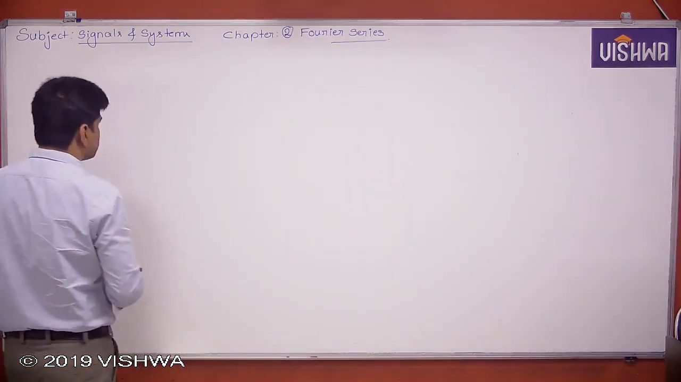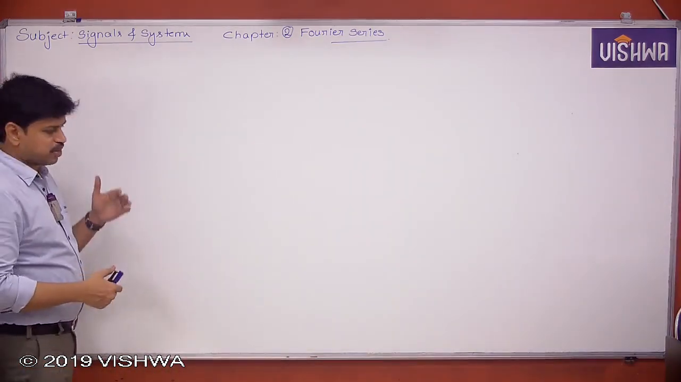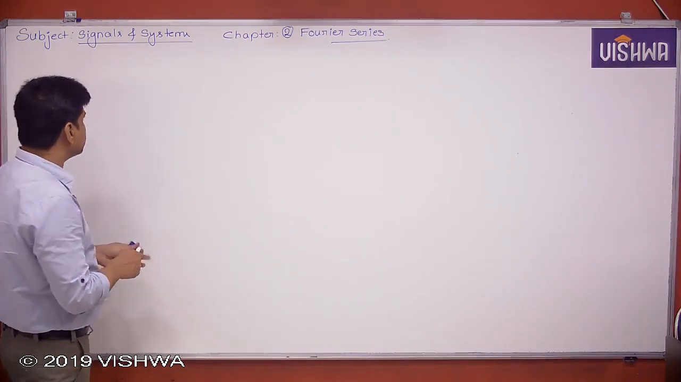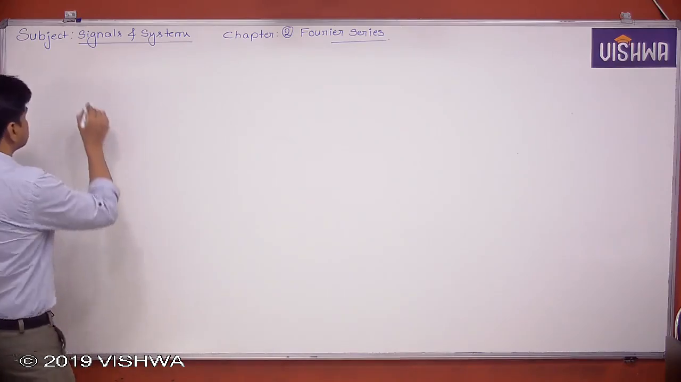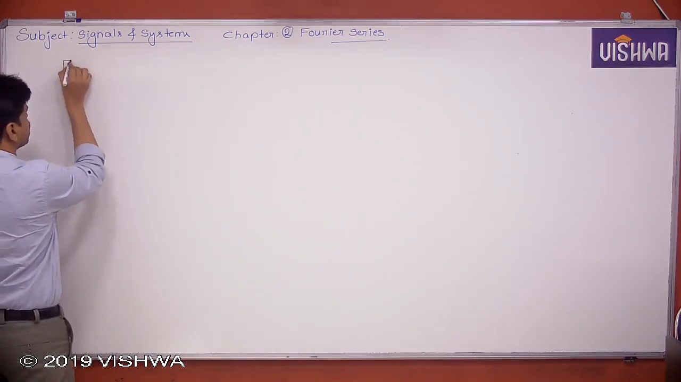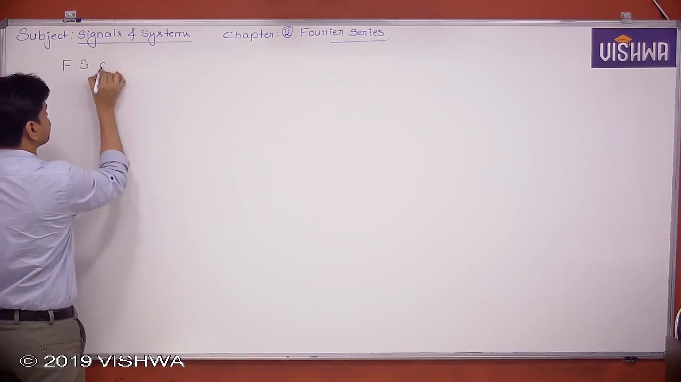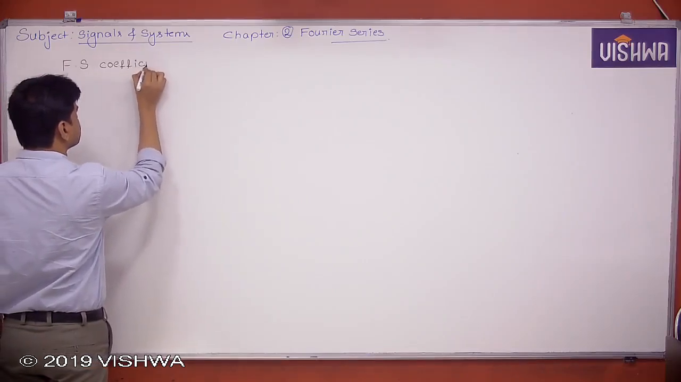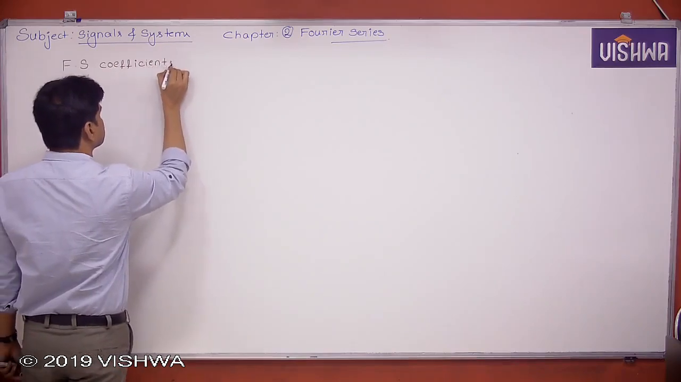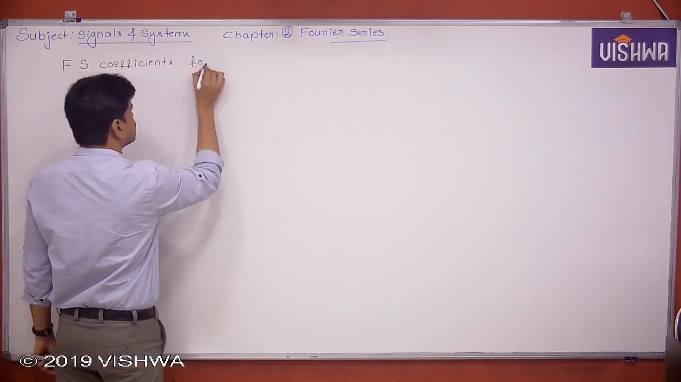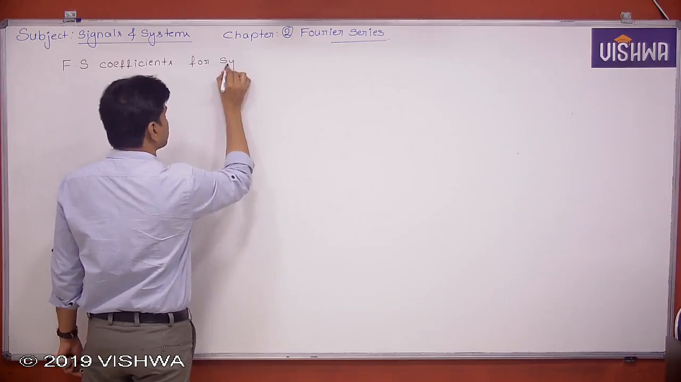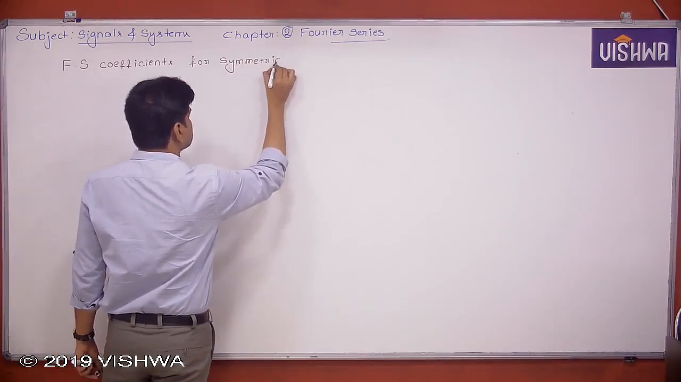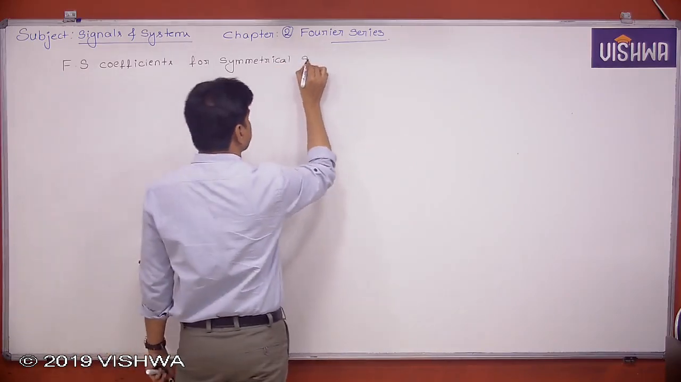So I hope you understood what a spectrum is. It has both a magnitude as well as a phase spectrum. Next, give a heading, which is a very, very important one: Fourier series coefficients for symmetrical square wave.